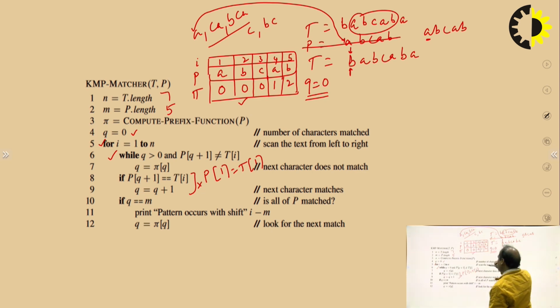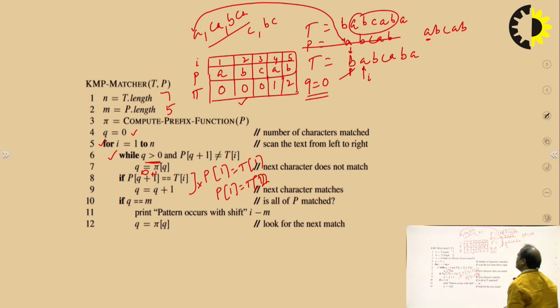Remember, Q is still 0. So i is going to be incremented. Again, Q is not greater than 0, so that does not apply. Next, P[Q+1]. Q is 0, P1 is A, and T is also A. That means we have P1 equal to T.